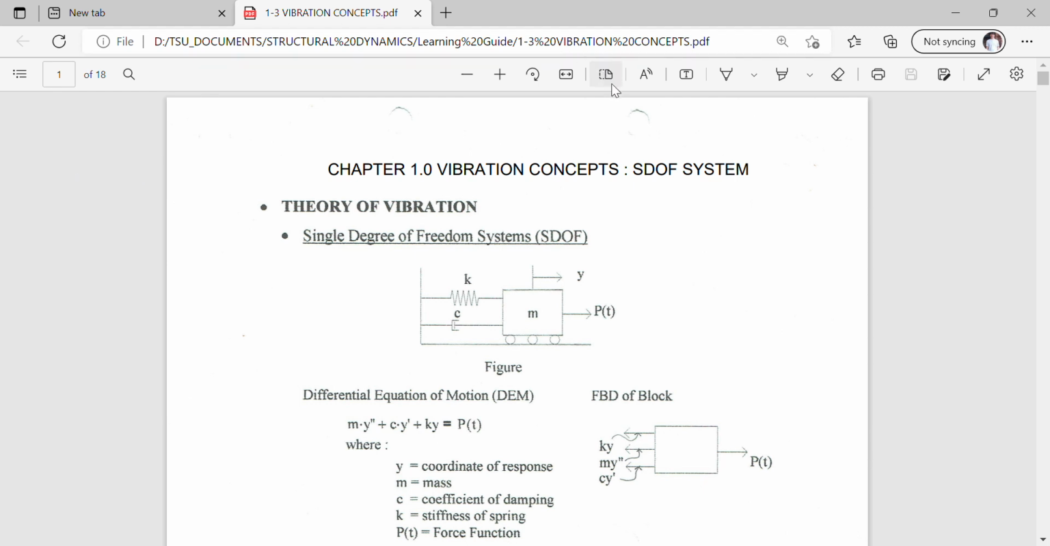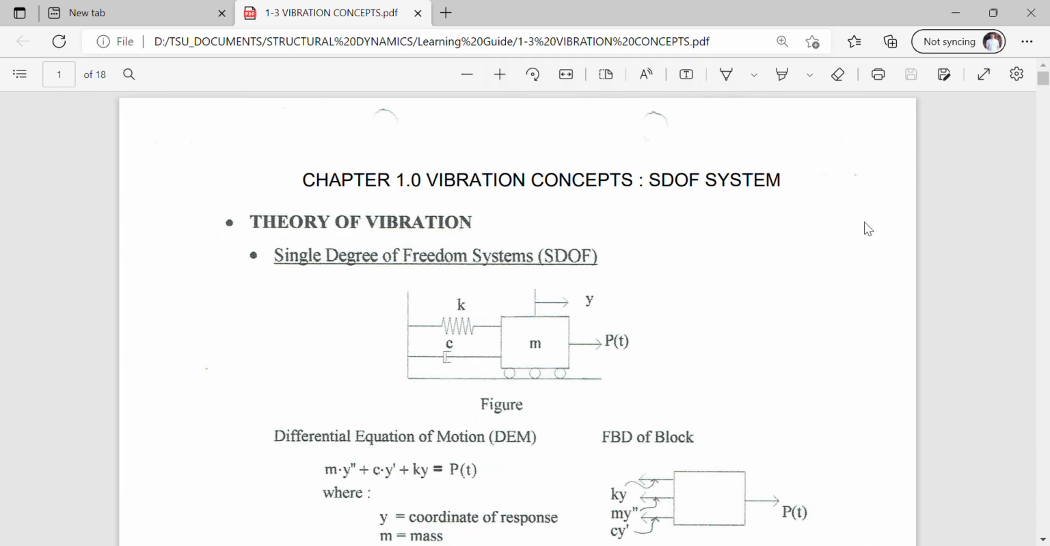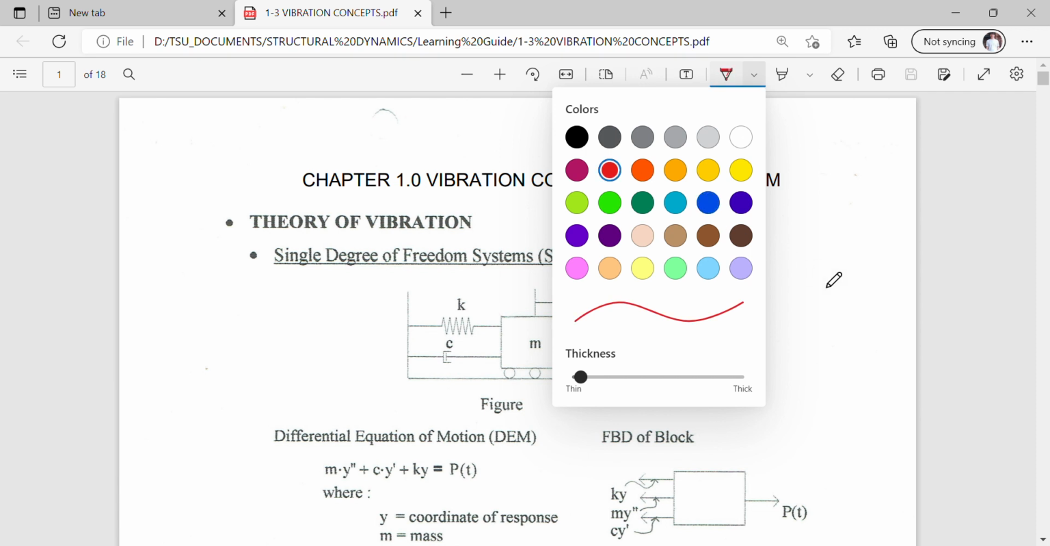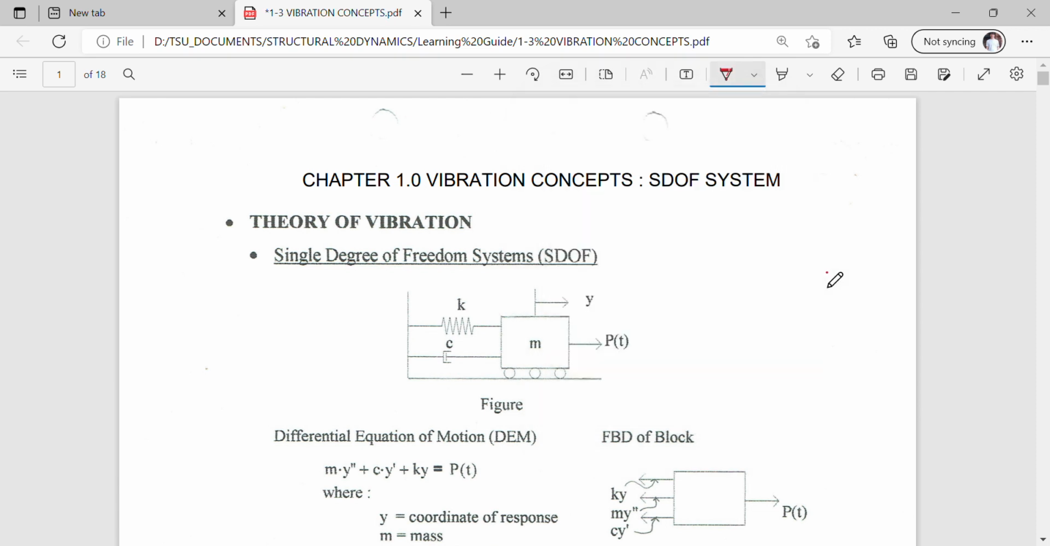So basically the theory of vibration is founded on the analysis of a spring mass damper system, and the consideration of the single degree of freedom system is significant for us to understand its application to multi-degree of freedom systems.